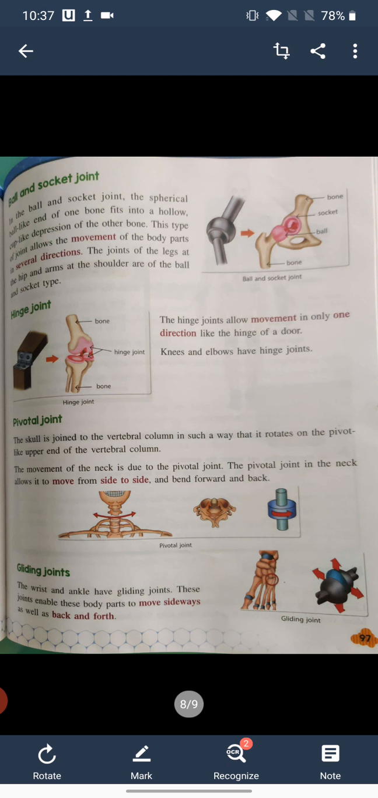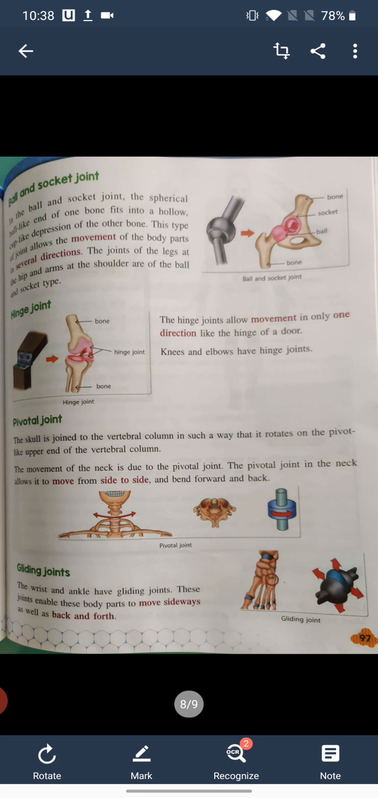Now, hinge joints. The second category of joint is hinge joints. They allow movement only in one direction and only up to 180 degrees. The knee joint is a hinge joint, and the elbow joint is a hinge joint.